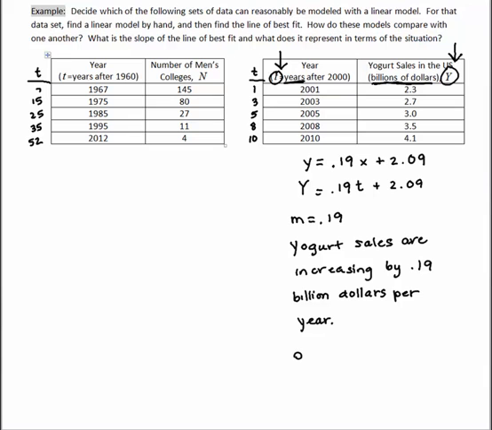Notice, although I didn't ask, we could also interpret the B value. B here is 2.09. And B is always the starting value, or what was happening in the original year. Our original year, when T is 0, would be the year 2000. So what this tells me is that in the year 2000, yogurt sales were $2.09 billion.